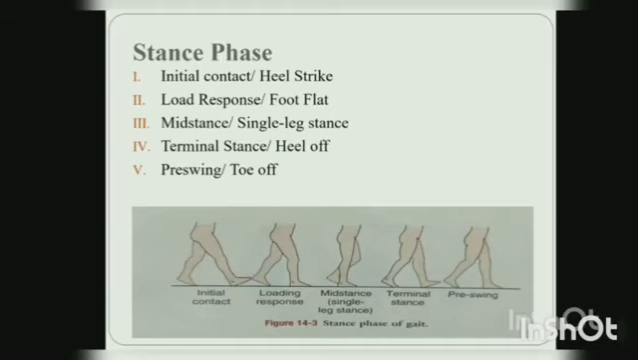And toe off, 60% of the gait cycle, is the instant at which the toe of the foot leaves the ground. Usually it is about 60%.